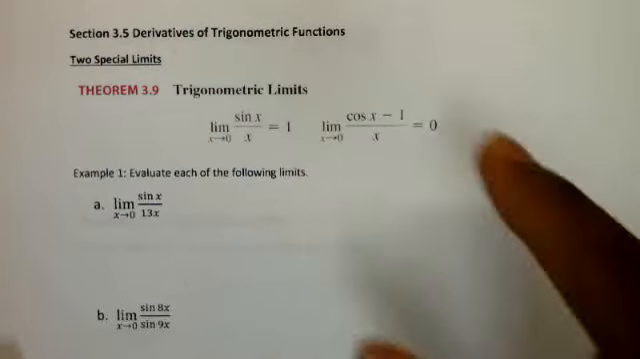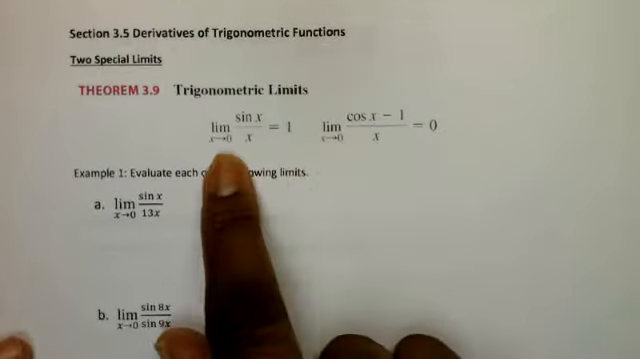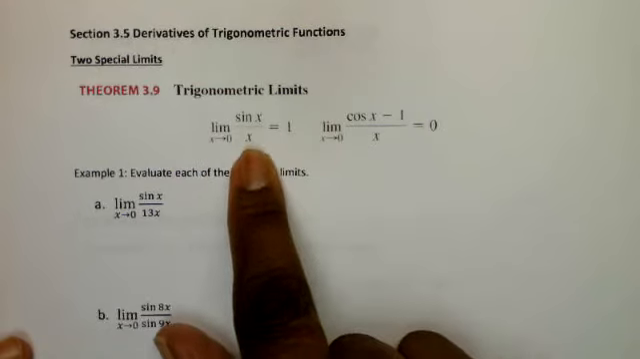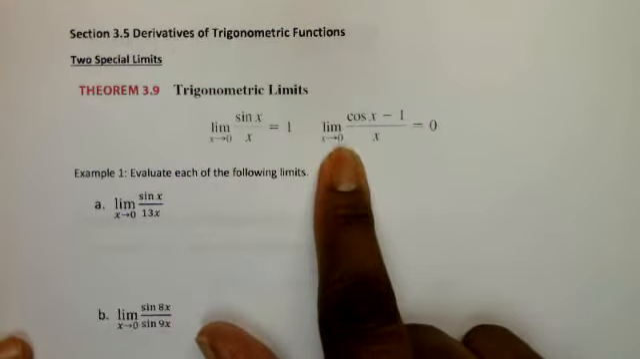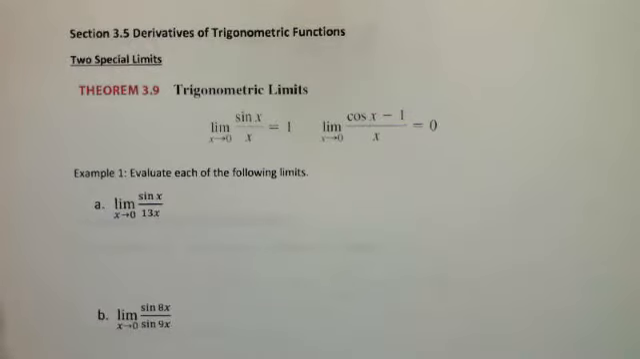Now, the proof of these two is going to be time consuming. So there are videos out there that do give a proof that the limit as x approaches 0 of sine of x divided by x is 1, and the limit as x approaches 0 of cosine x minus 1 divided by x is equal to 0. But we're going to use these to evaluate limits here, like in part A of example 1. Here we've got the limit as x approaches 0 of the sine of x divided by 13x.